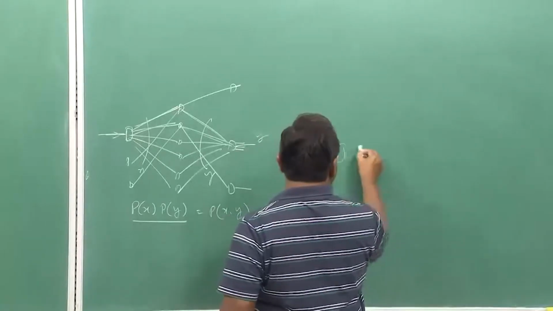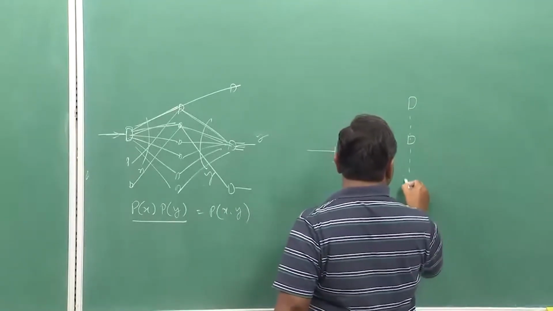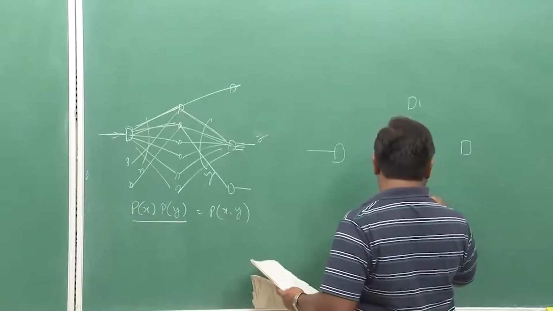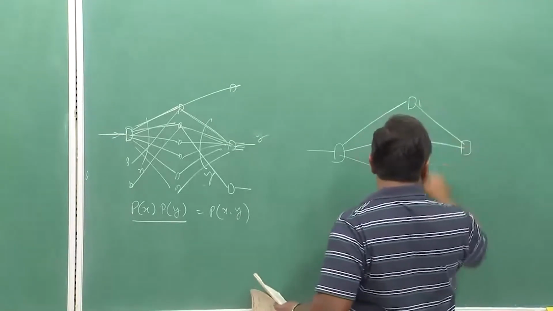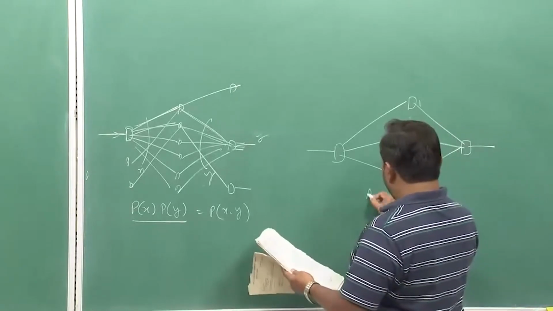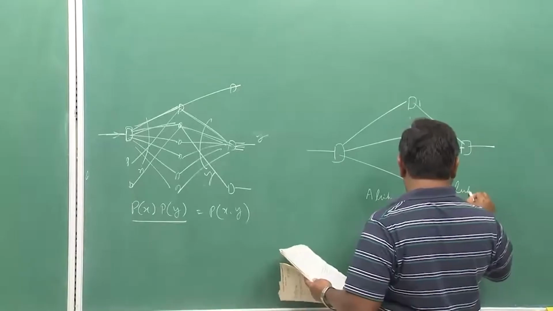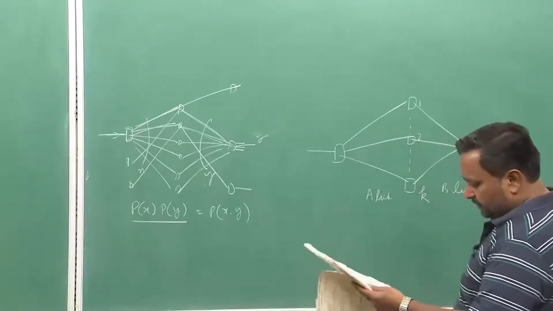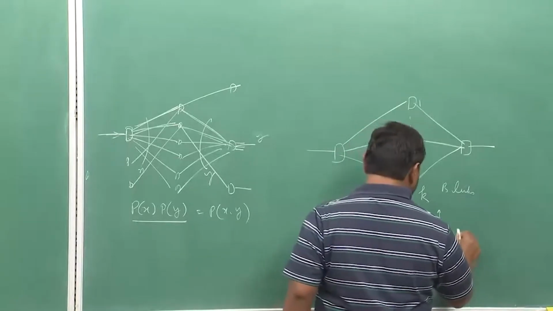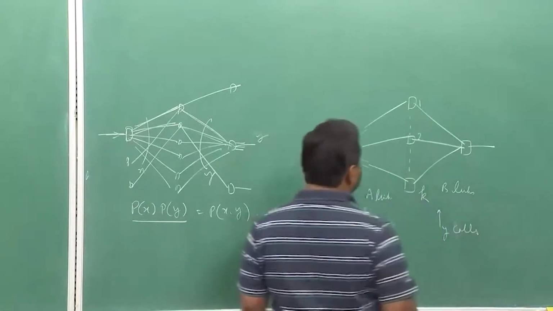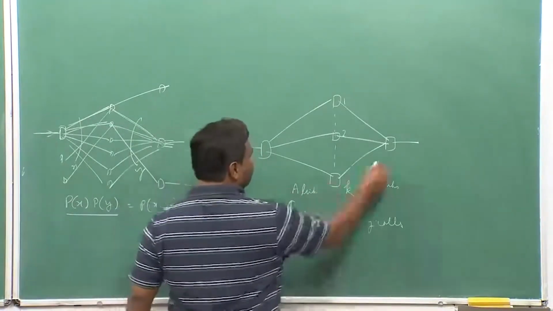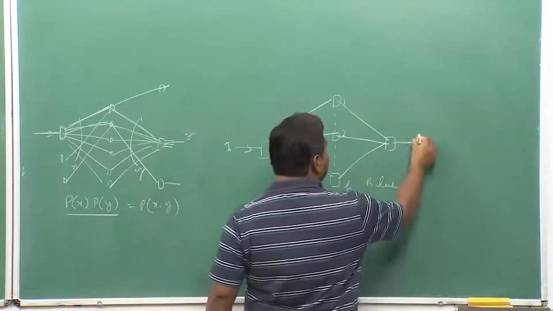So, you have a switch here, and you have 1, 2 till k, and of course these are A links and these are B links. And their x calls which are progressing here, their y calls which are progressing here. I have to find out the probability that a call will get lost if I want to set up a connection between these free incoming and outgoing ports. So, this is a free incoming port, this is a free outgoing port.